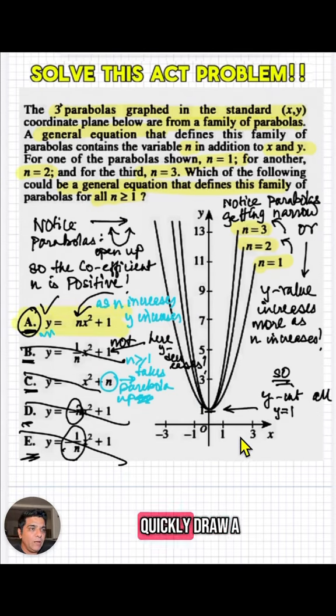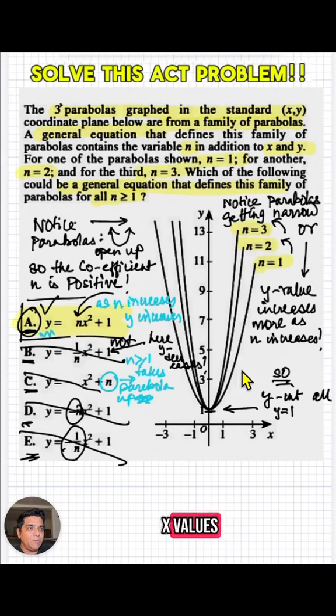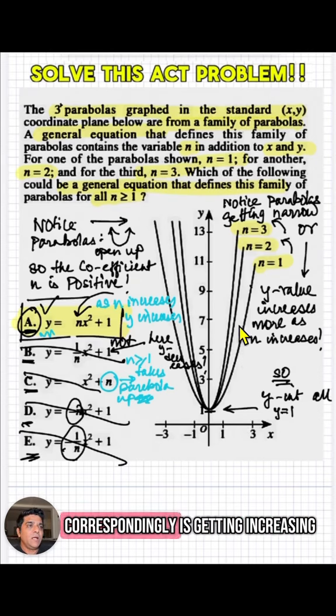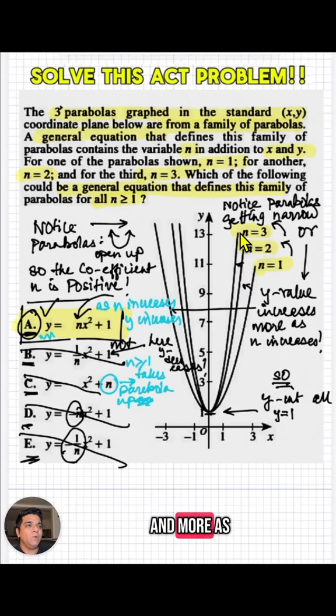If you wanted, you can quickly draw a line at any of the x values and see how the y value correspondingly is increasing more and more as you go from n is 1, to n is 2, and n is 3, and so on and so forth.